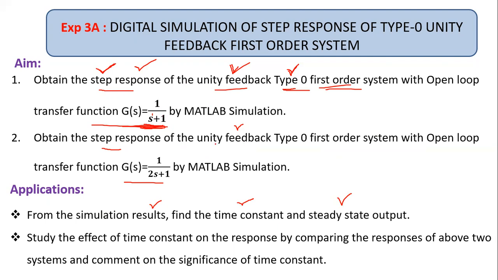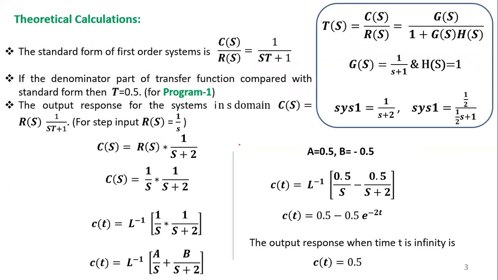First we will take the first case as a reference, that is G(s) = 1/(s+1), and H(s) is a unity feedback. By using these two, we are finding the closed loop transfer function, which is G(s)/(1 + G(s)H(s)). Simply substitute G(s) and H(s). Then we are getting the closed loop transfer function as 1/(s+2).